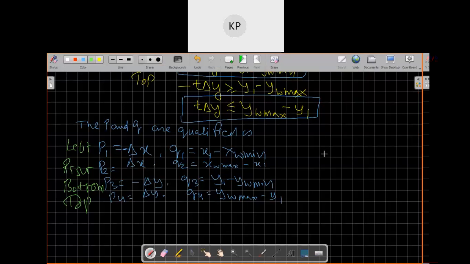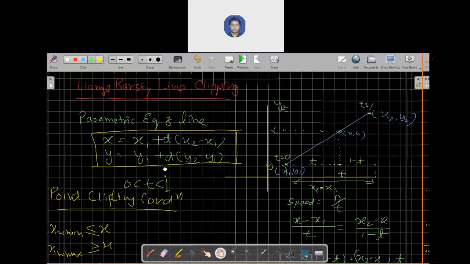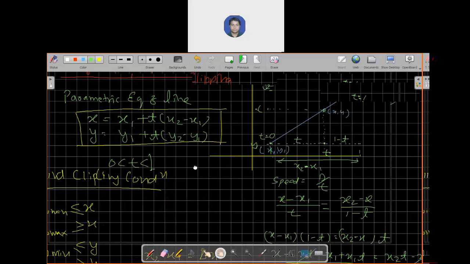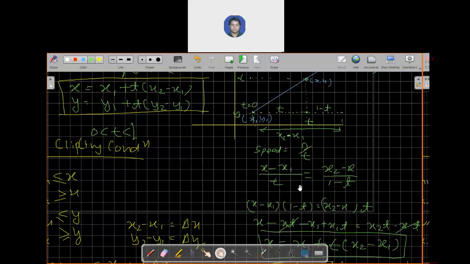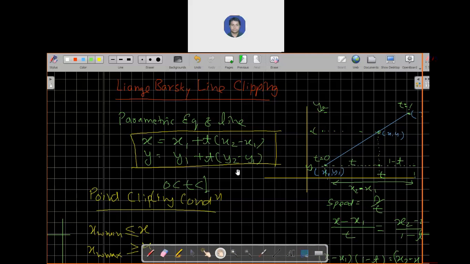So till this point we have discussed, let me explain once again what we have done till this point. In the Liang Barksky line clipping algorithm, we first find the parametric equation of the line. There is no need to write this form. How can we find the parametric equation of a line? Just remember the parametric equation of a line. I'm just writing all of this for explaining to you. So these are the parametric equations of the line.